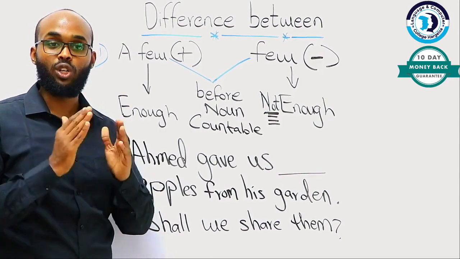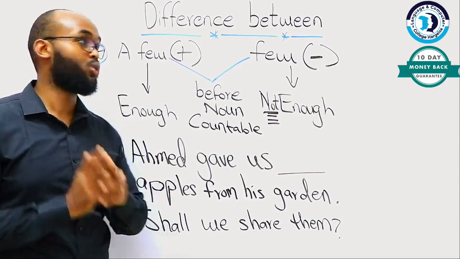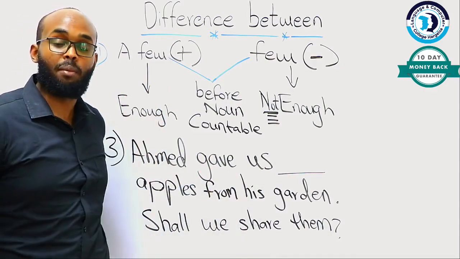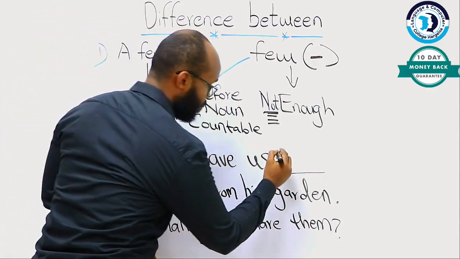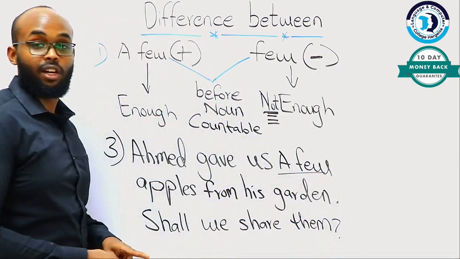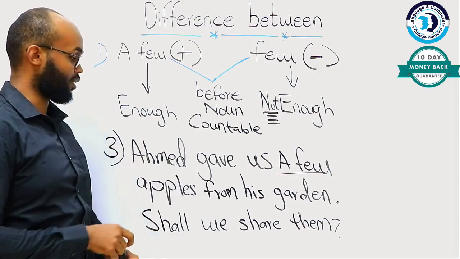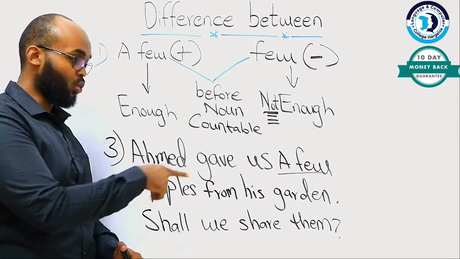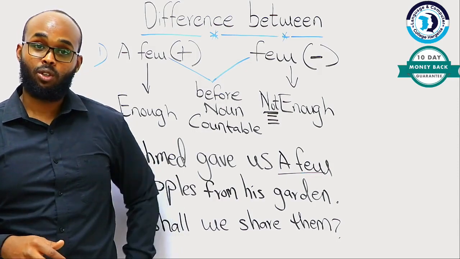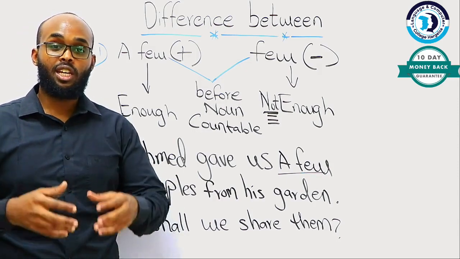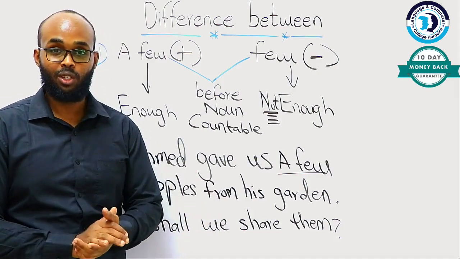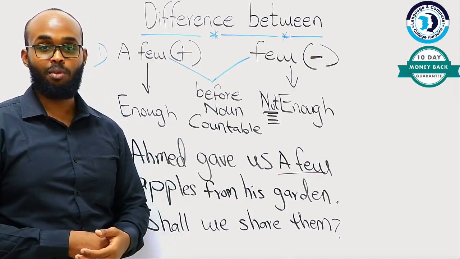That's when we use, that's why we use a few. Ahmed gave us a few apples from his garden. Shall we share them? We can only say, shall we share them? Okay, so that is number three.